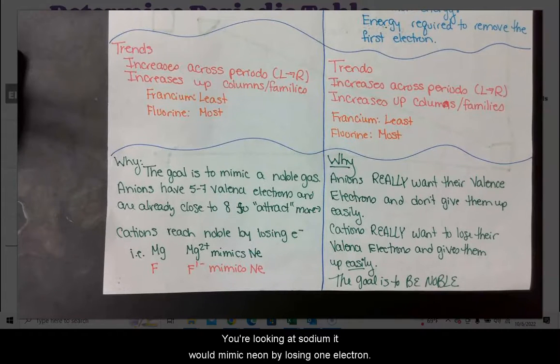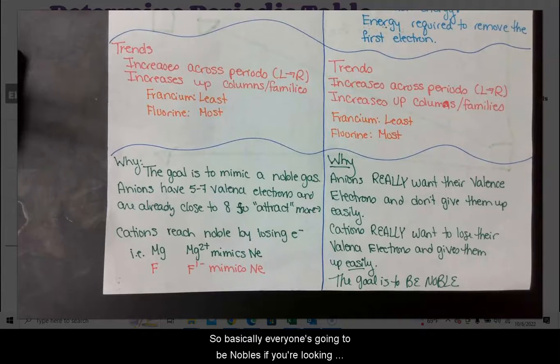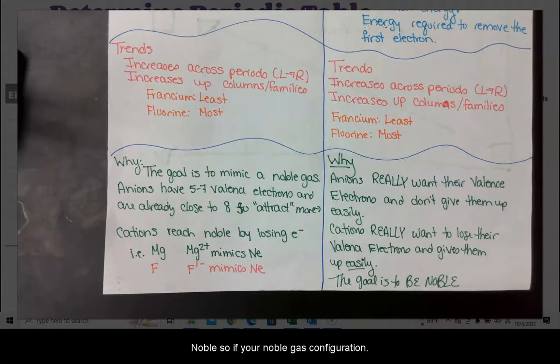If we were looking at sodium, it would mimic neon by losing 1 electron, and oxygen mimics neon by gaining 2 electrons. So basically, everyone's trying to be noble. So if you're looking at your noble gas configurations, you're looking at how everybody gets to be noble. So if your noble gas configuration is really close to the next noble gas, it's probably an anion.